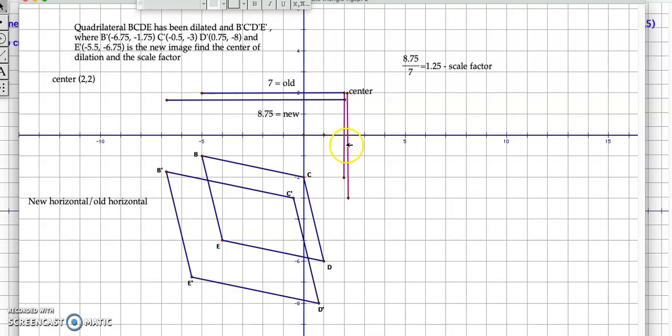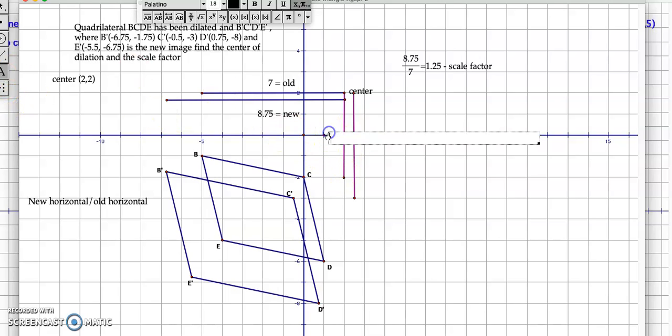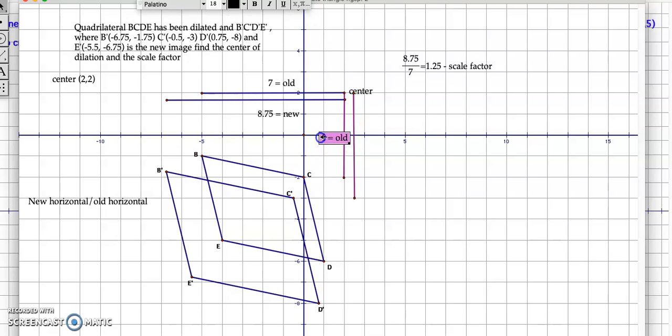So if I look at this distance from my center down to C, which is the original, I'm going down 1, 2, 3, 4. So this is 4, which is equal to my old. So the 4 is the old. And then the new is you're going down 1, 2, 3, 4, 5. And that's going to be 5. And that's equal to my new.